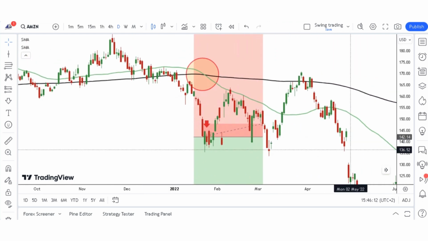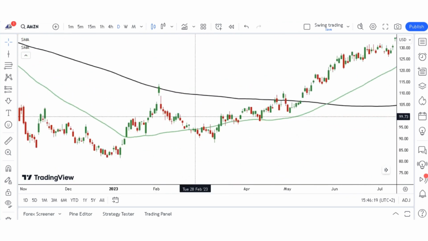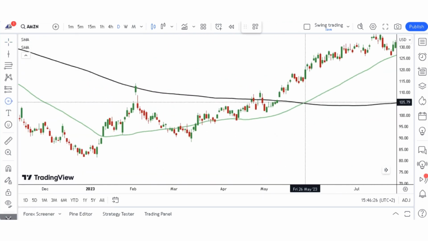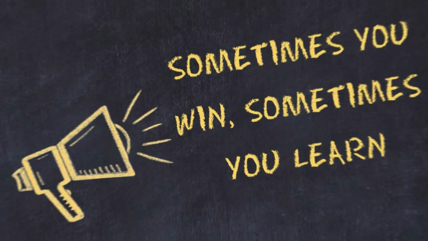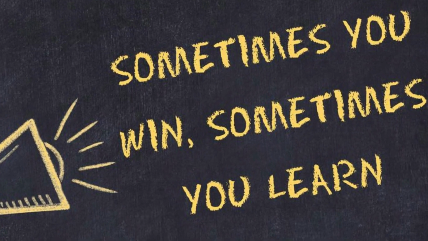Later on, the 50-day moving average crosses above the 200-day moving average, and we close the trade with a profit of 14.3%. Not a bad trade either. However, not all signals lead to profitable trades.